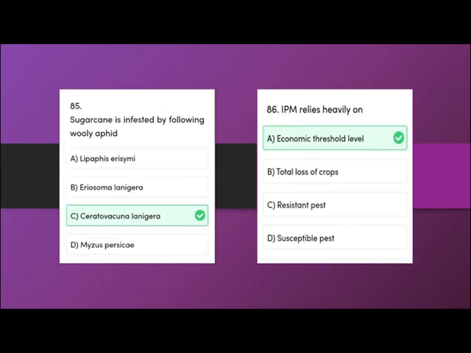Now come to the 85th question. Sugarcane is infested by the following woolly aphid? And the answer is Ceratovacuna lanigera. Now come to the 86th question. IPM, or integrated pest management, relies heavily on? And the answer is ETL, or economic threshold level.